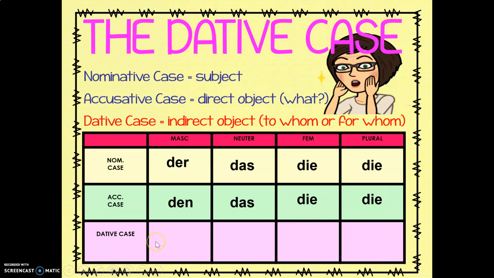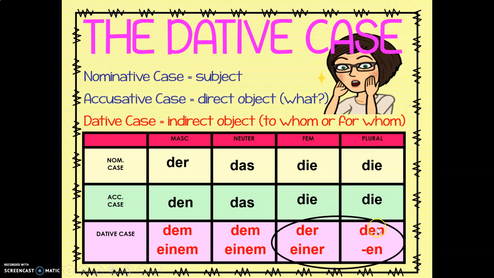But what about indirect objects? Masculine nouns used as an indirect object become dem. Neuter nouns also become dem. Feminine nouns become der, and plural nouns become den. Now the reason why I have these two circled is because this is where it gets a little tricky sometimes, because it's the first time that the feminines and the plurals part company. Up until this point, feminines and plurals have always been the same. In the indirect object dative case, that will no longer work.